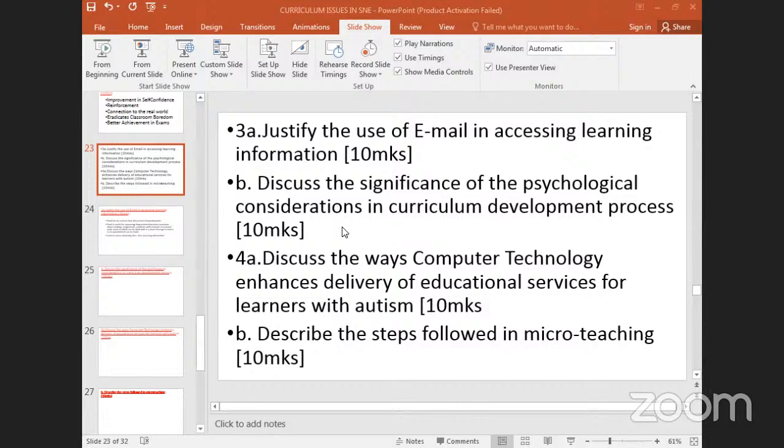Now, describe the steps followed in micro teaching. What are the steps followed in micro teaching? So you're supposed to describe the steps that are followed in micro teaching. Pascal, what is micro teaching? Before we answer that question.